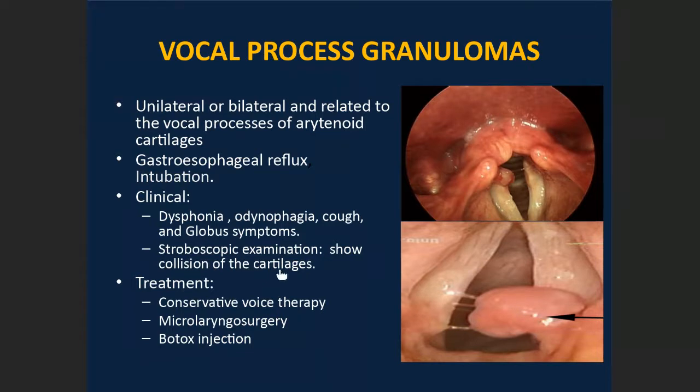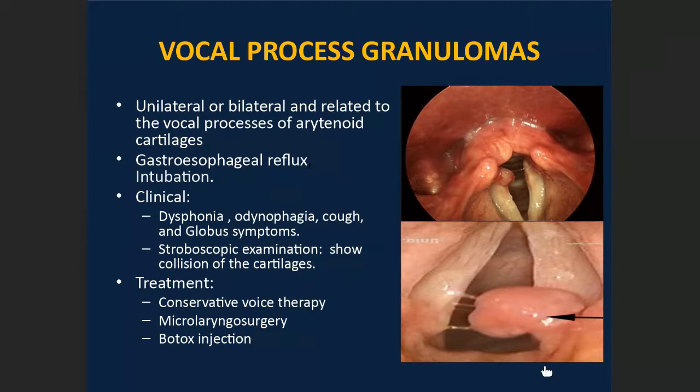Stroboscopic examination shows collagen of the cartilage leading to that area. How can we treat this patient? Voice therapy, microlaryngeal surgery. Now we are adding Botox injection.